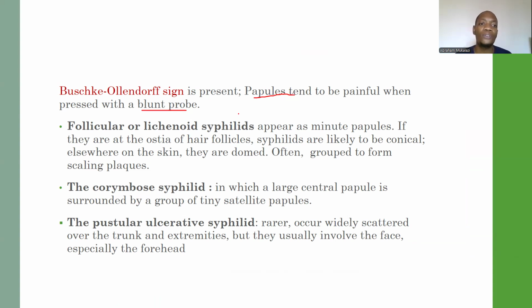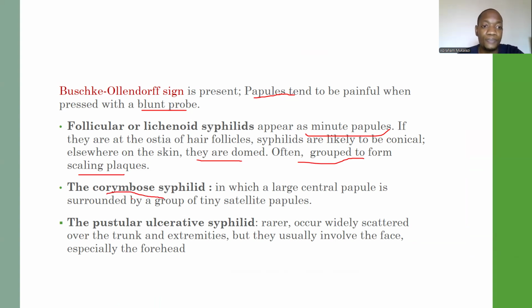And then we can also have it presenting as follicular or even lichenoid syphilis. In this case, you get very tiny, minute papules that can even look like lichen planus. Oftentimes they can be dome-shaped or grouped. They can also have a scale, or sometimes they can coalesce and give you a plaque.